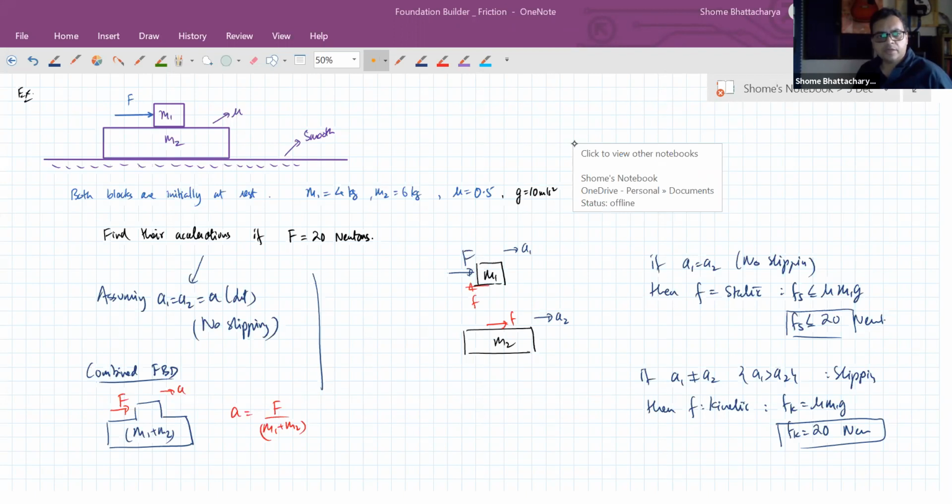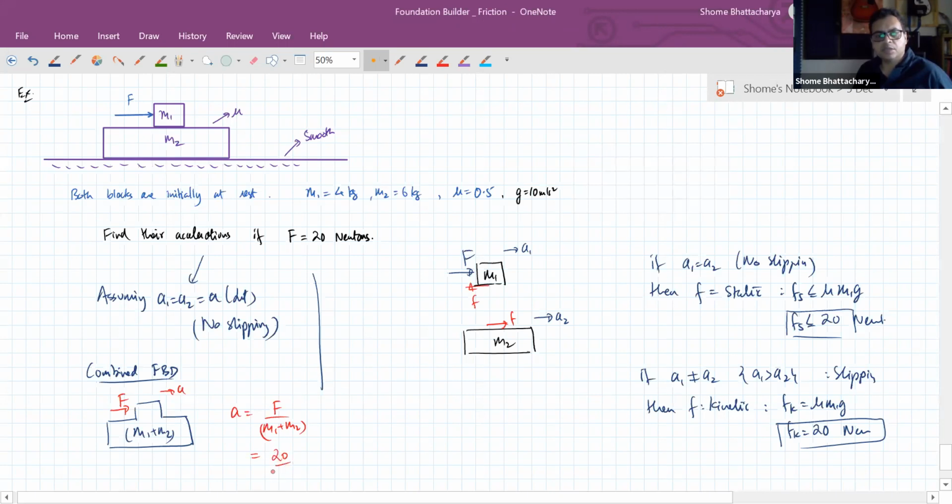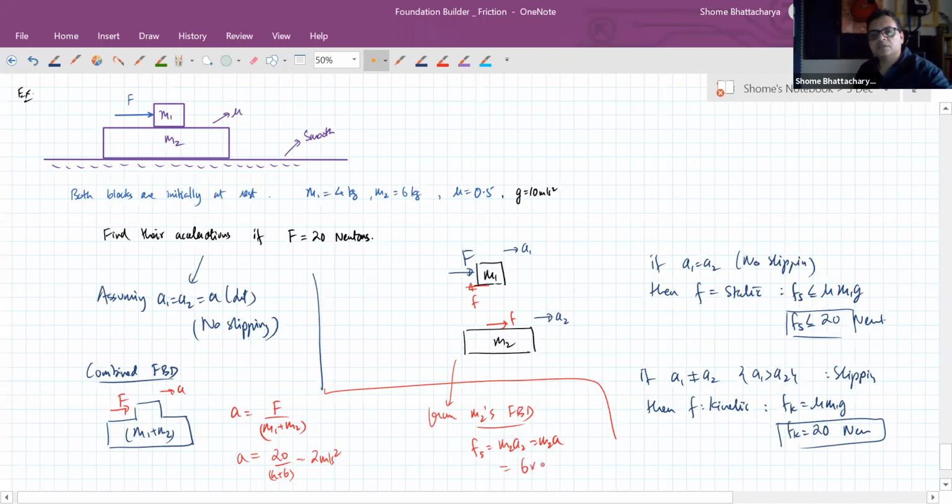So for the value of force of 20 newtons, you can see that this acceleration will be 20 newtons divided by the combined mass of 4 plus 6, 10. So 2 meters per second square. Okay. Now we have to see from M1's free body diagram. Oh, sorry, this time you see M2's free body diagram, because friction alone is acting on M2 now. So from M2's free body diagram, the friction acting will be M2 into A2, which in this case will be M2A. So that will be 6 multiplied by 2, so 12 newtons.